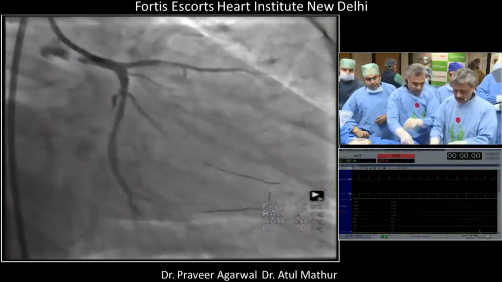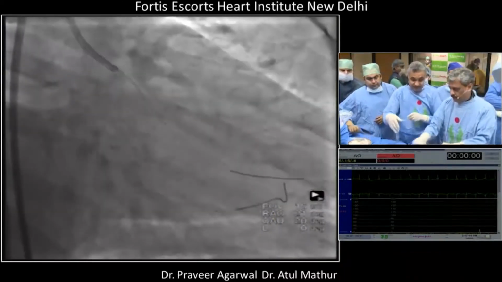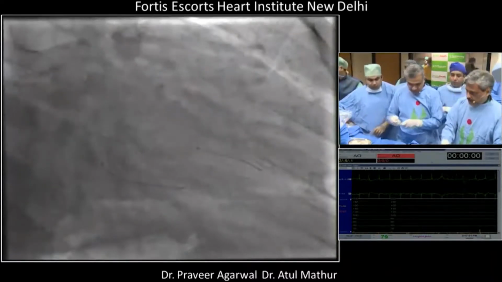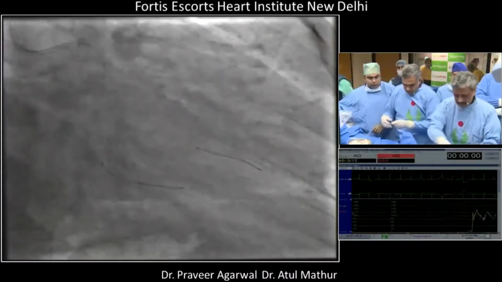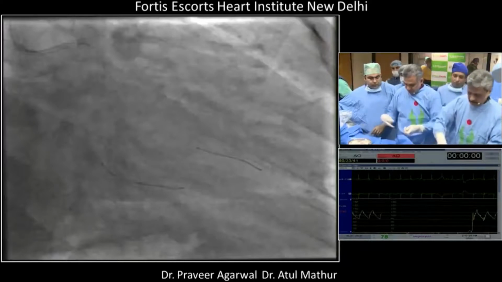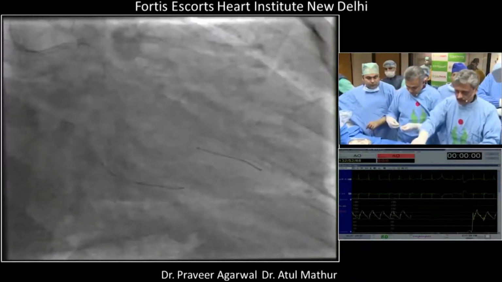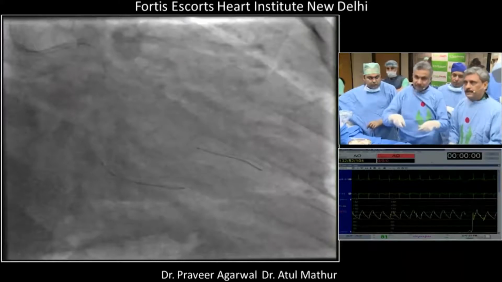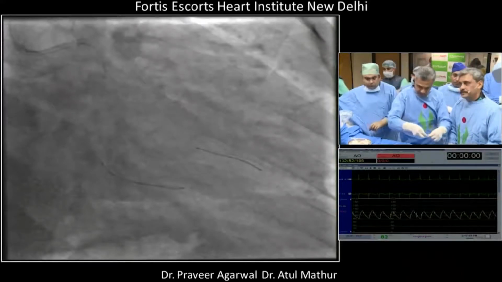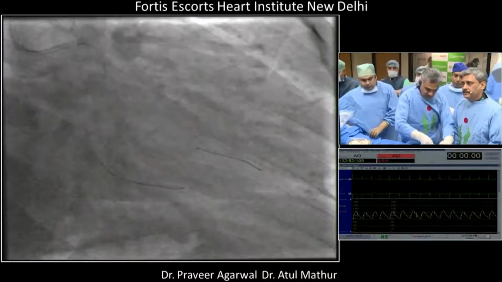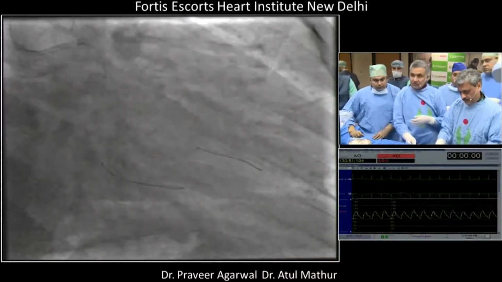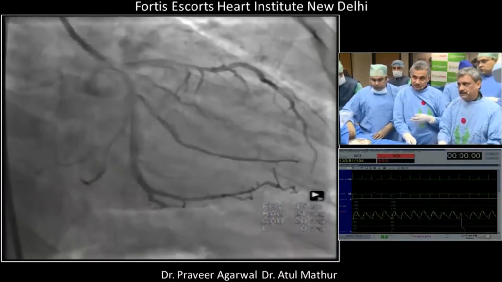Yeah, coming back. Go ahead. See that. I hope I've not pulled the wire. Yeah, let's see. No, we are still there. Okay. So we're going with the same balloon in the main branch now, 2.5 cutting, because the angle of the OM was quite rigid. And this is a stiff balloon, 2.5 by 10. And it has seen some other vessels also.